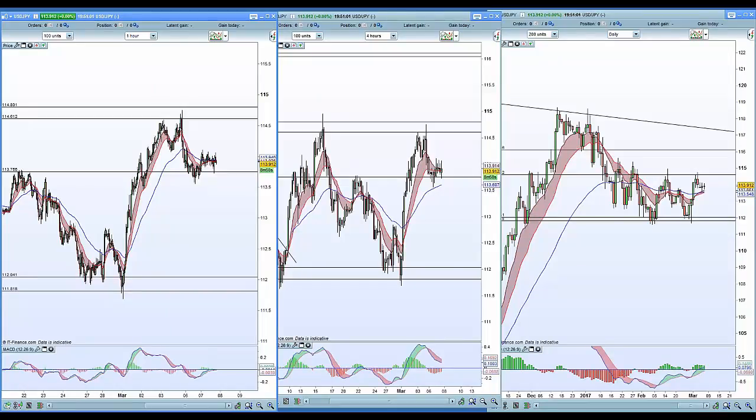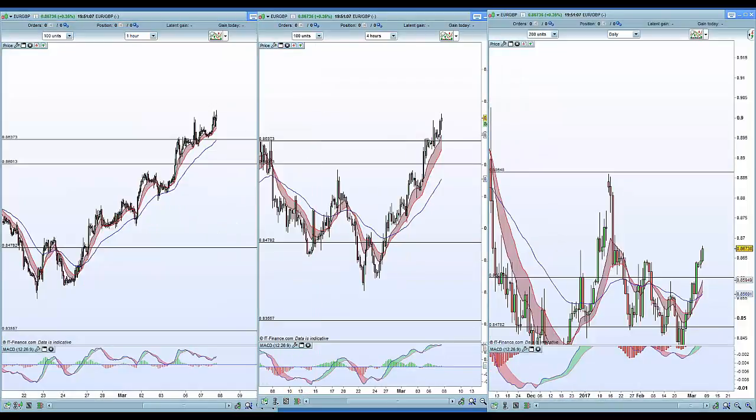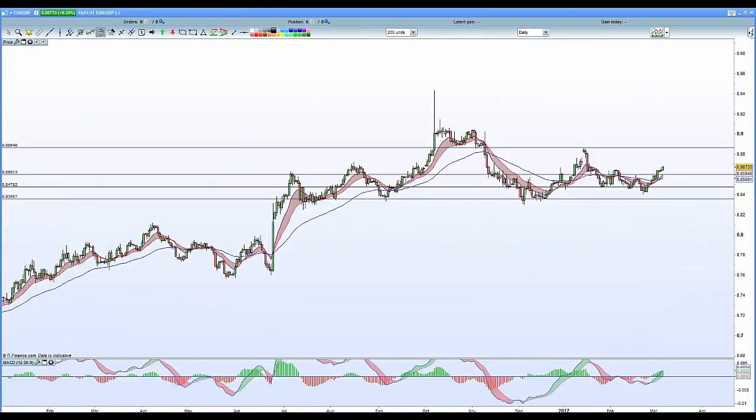Okay, Lenny, you wanted euro pound. Okay, let's go euro pound. Euro pound looking bullish. Okay, I've not looked at euro pound for quite some time. Let me just have a quick look.